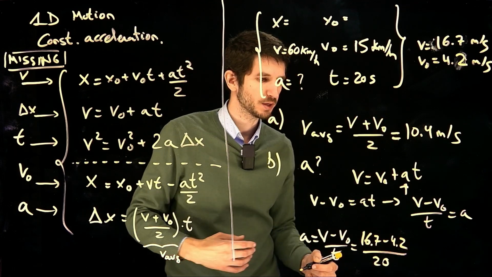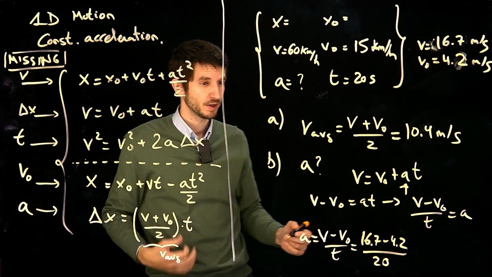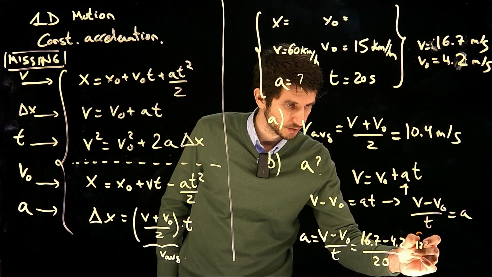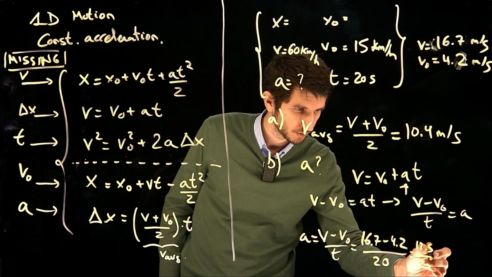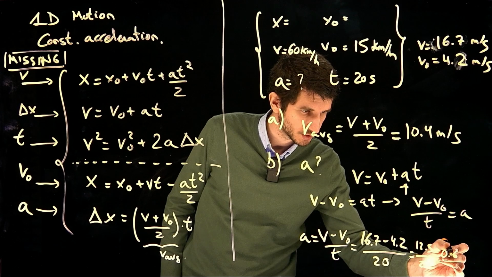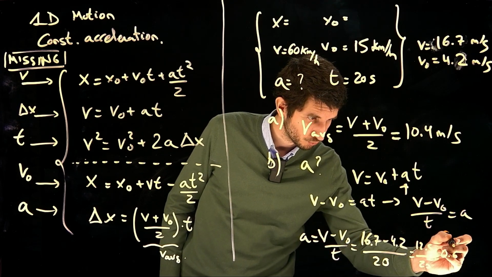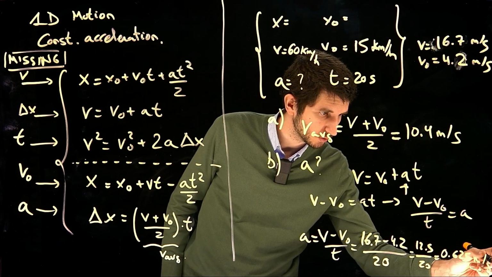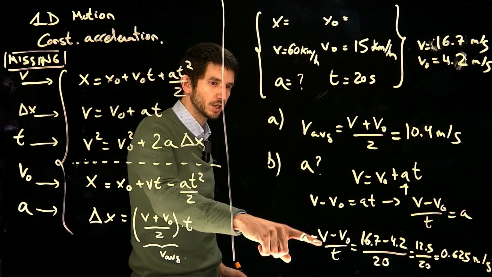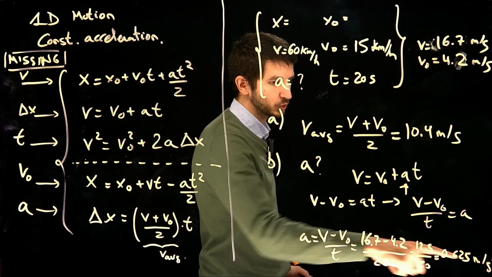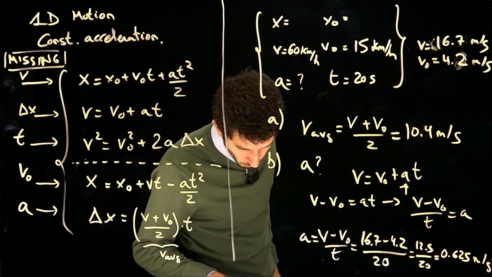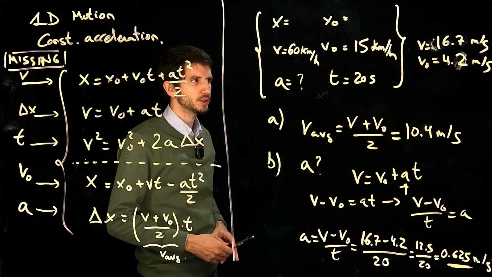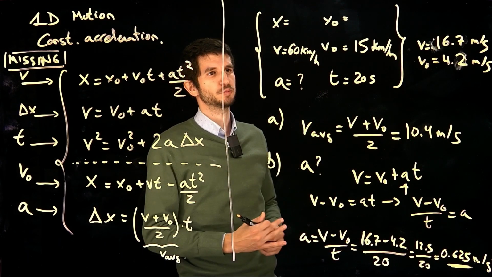Now 16.7 minus 4.2 is 12.5, and 12.5 divided by 20 is going to be 0.625. And that's going to be meters per square second. Why? Because we have meters per second divided by second, so we have meters per square second, which are the units of acceleration. So we find out then what is our acceleration: 0.625 meters per second squared.